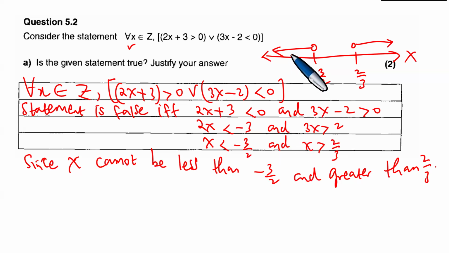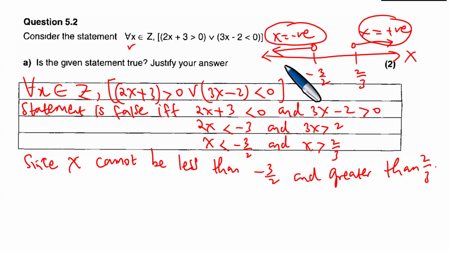Because if you then take this and that, they cannot both be true, because they disagree. This one goes to the left, x is negative here. And here x is positive. X is negative and x is positive. Since x cannot be less than minus 3/2 and greater than 2/3.